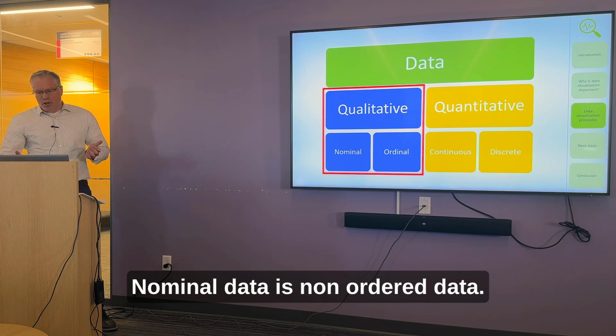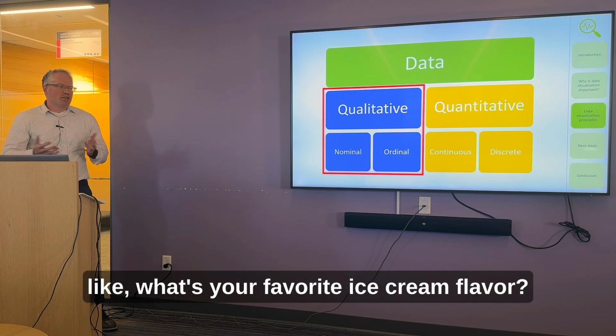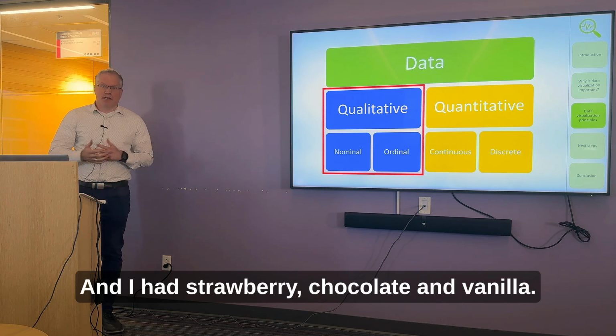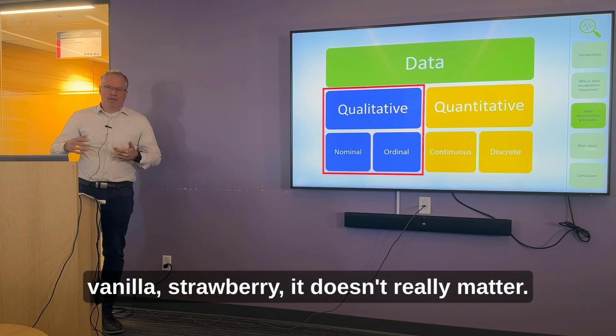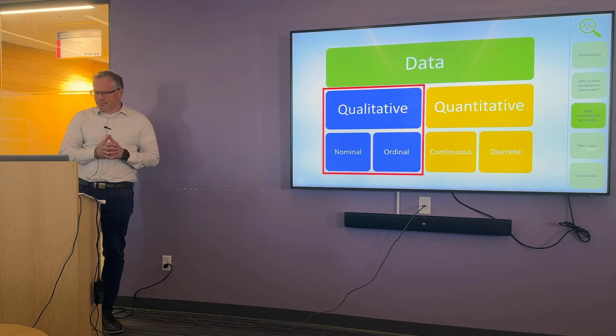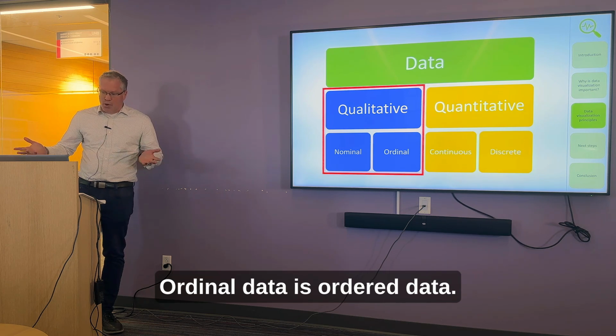Nominal data is non-ordered data, so if I had a survey of like, what's your favorite ice cream flavor, and I had strawberry, chocolate, and vanilla, it doesn't really matter the order. It could be vanilla, chocolate, strawberry, chocolate, vanilla, strawberry. It doesn't really matter. Ordinal data is ordered data.